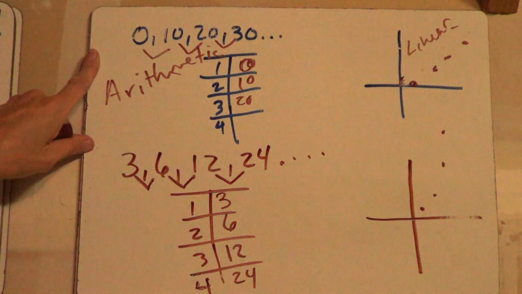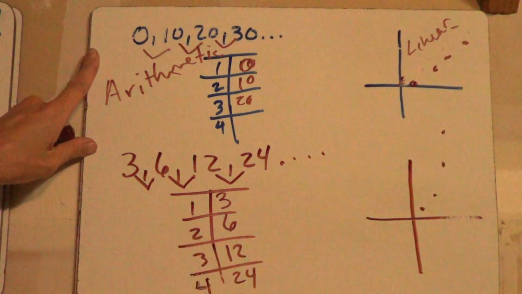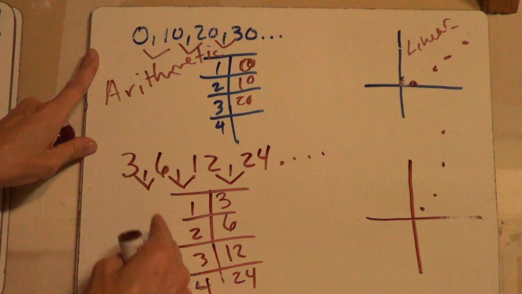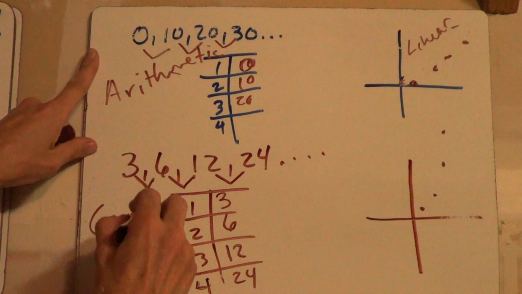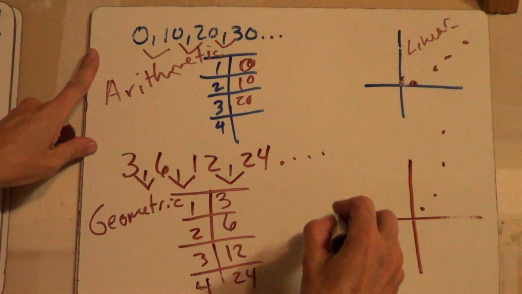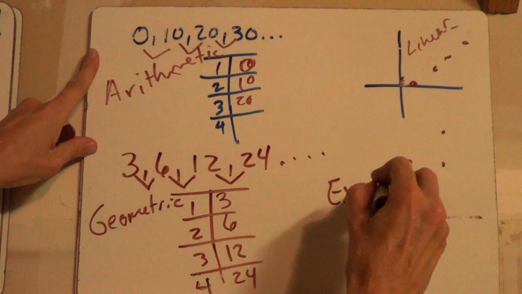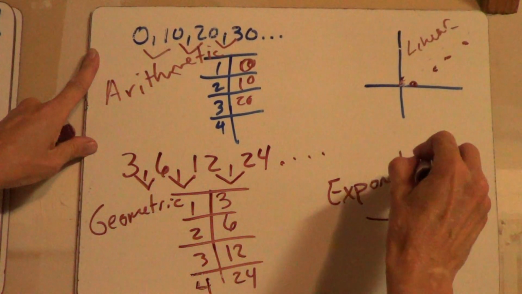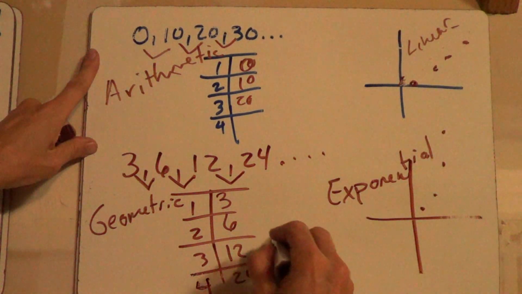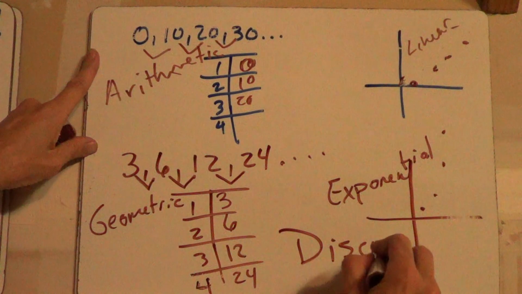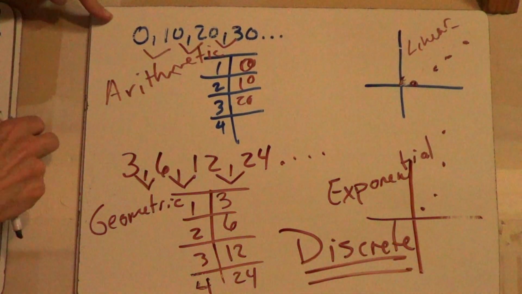Okay, so when the term is 2, then the value is 10, and at 3, it's 20, but we don't have the points in between. Same thing on this one. This is our geometric, and it is an exponential function. And when we draw with the dots, then that is discrete. If you see a graph drawn with disconnected dots, it's discrete.